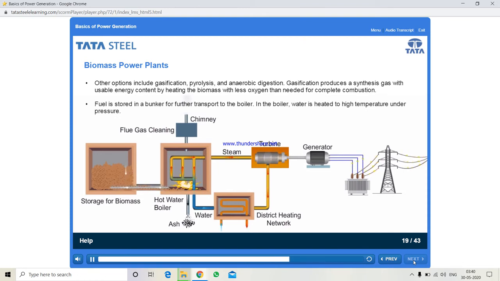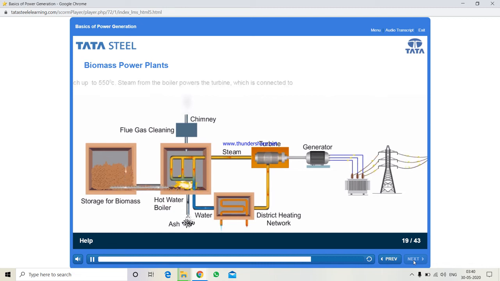In the boiler, water is heated to high temperature under pressure. The steam temperature can reach up to 550 degrees centigrade. Steam from the boiler passes the turbine, which is connected to the generator.